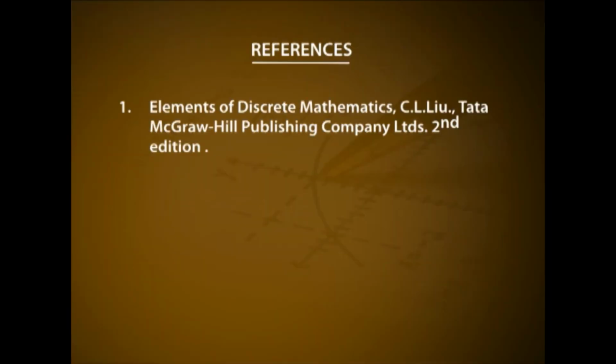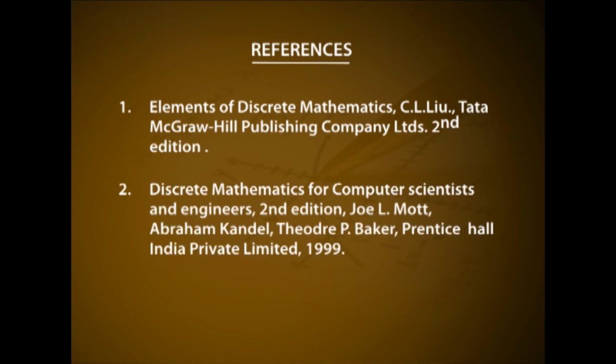The following books are recommended as reference. The Elements of Discrete Mathematics by C. L. Liu, Tata McGraw-Hill Publishing Company, 2nd edition. Discrete Mathematics for Computer Scientists and Engineers, 2nd edition by Joe Mott, Abraham Kandel, Theodore P. Baker, Prentice Hall India Private Limited.